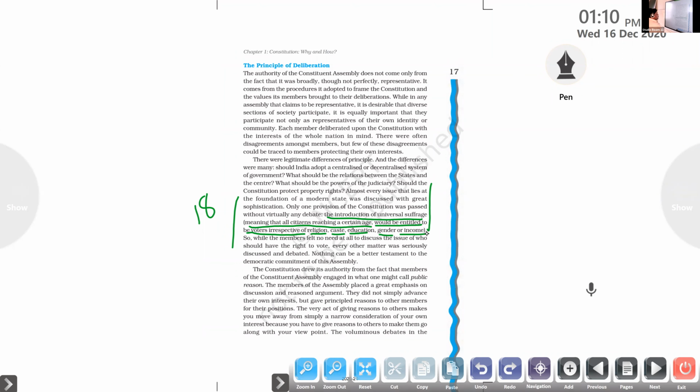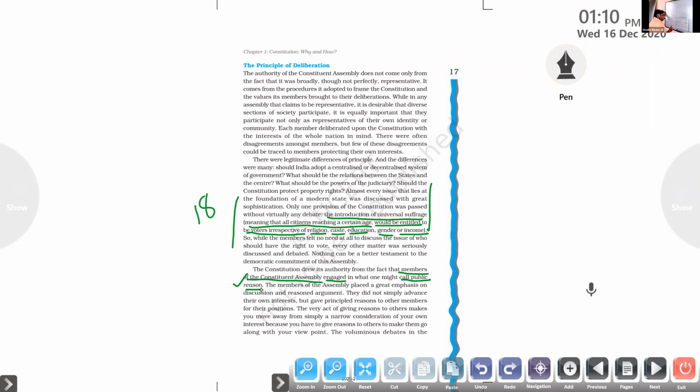Next, the constitution drew its authority from the fact that members of the Constituent Assembly engaged in what one might call public reason. They were not standing for their own purpose, or discussing for their own society or their own group, but for the entire society.